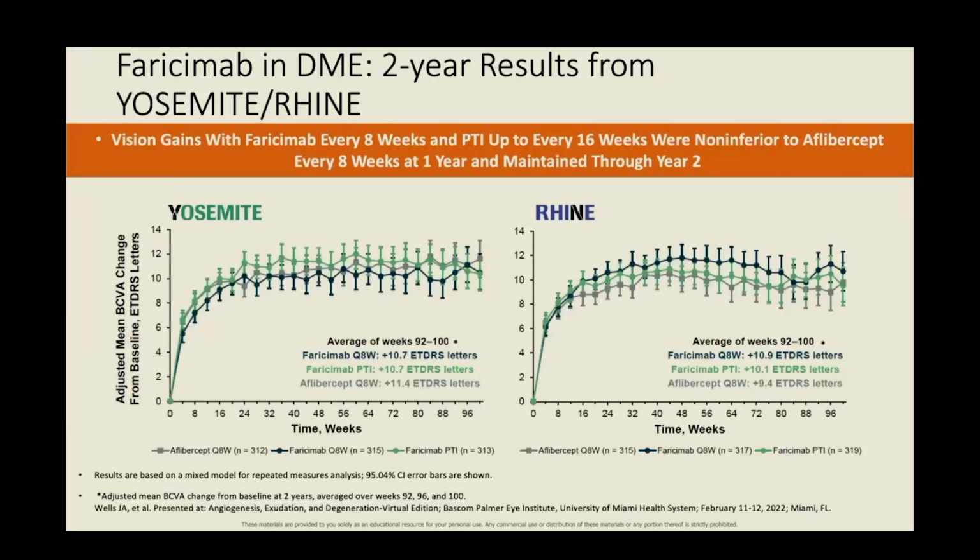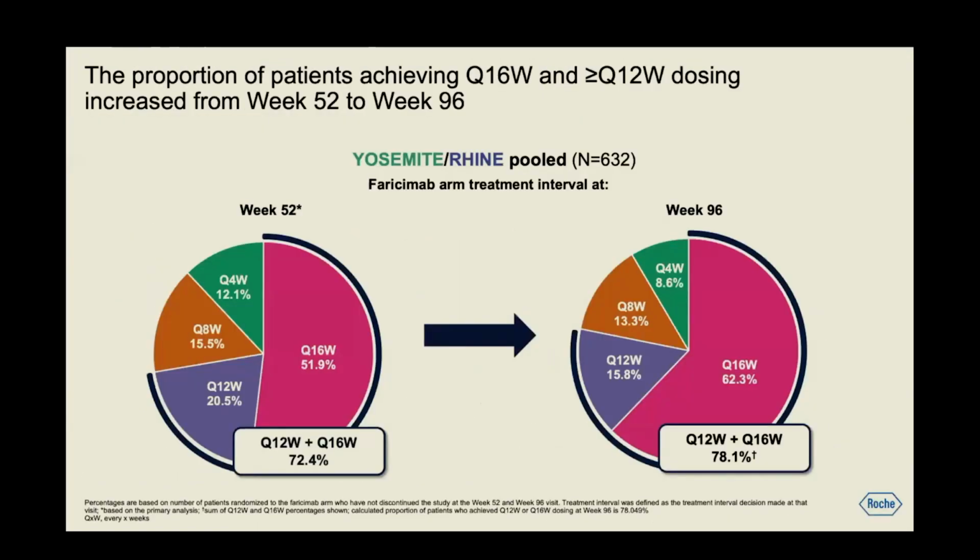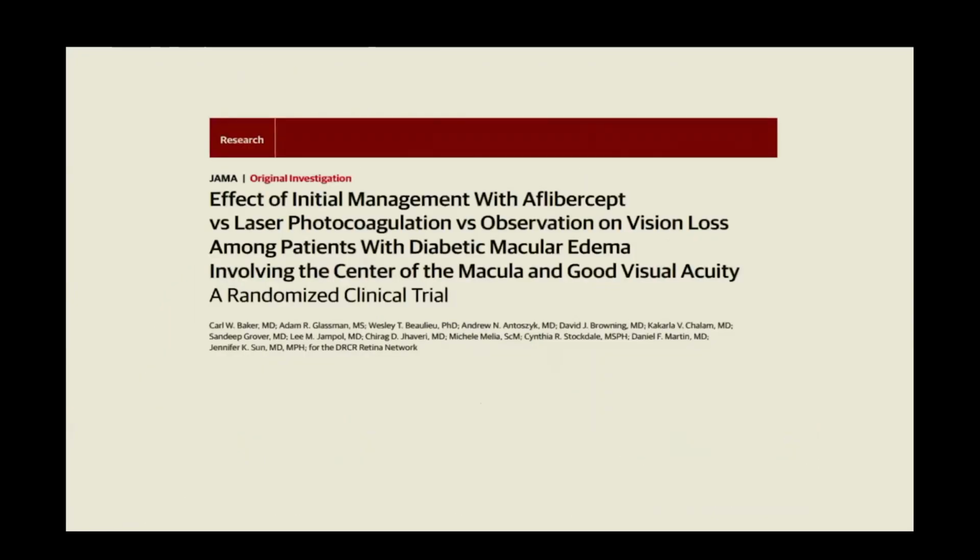Faricimab is the new drug which was launched in India in January, and the Yosemite and Rhine trials were the main trials for DME. It showed that patients treated with faricimab on an 8-weekly or even a PTI regimen of 12 to 16 weeks showed equivalent results to aflibercept or Eylea, and many patients could be maintained at 16-weekly intervals, that is 4-monthly injections.